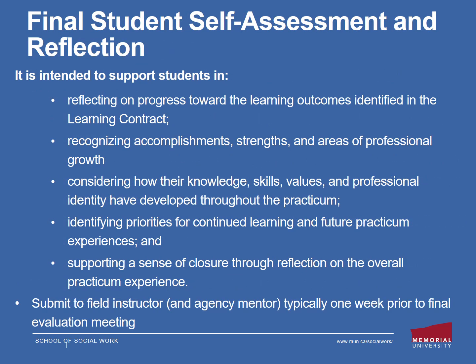The last self-assessment students will be completing is the final self-assessment and reflection. Students will complete this at the end of the practicum and will typically submit this document to their field instructor and agency mentor 1 week prior to the final evaluation meeting or an agreed upon time by the student and the field instructor. The final student self-assessment and reflection provides students with an opportunity to reflect on their learning, professional development, and overall practicum experience as they prepare to complete their first practicum.